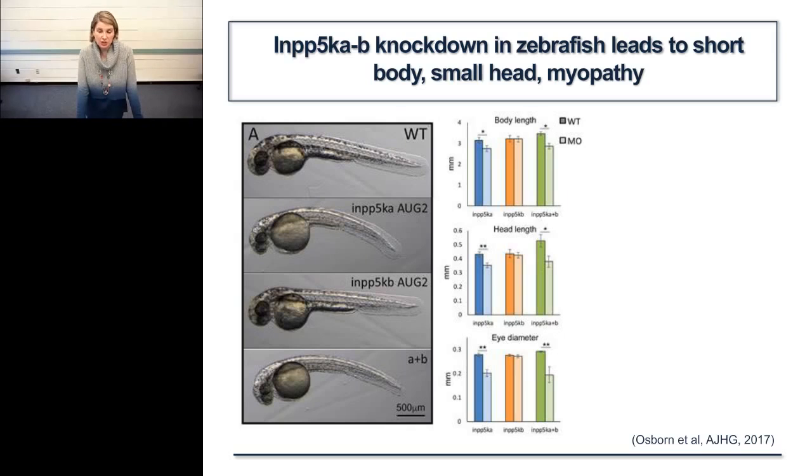The zebrafish underwent a duplication, like a genomic duplication event, which caused several genes to now have 2 copies. So we knocked down IMPP5K-A, B, and AB. In general, we found defects in the body length, head length, and eye diameter, only in A and AB together, and not in the B.